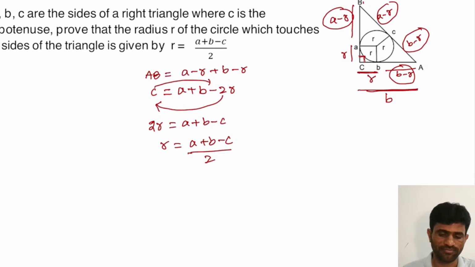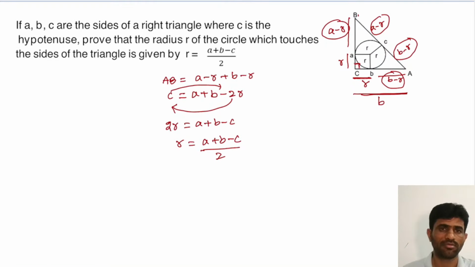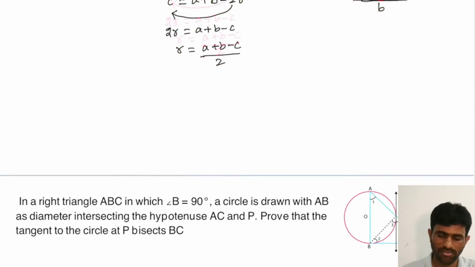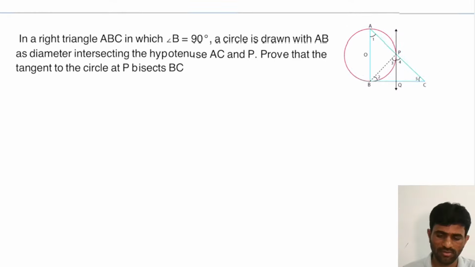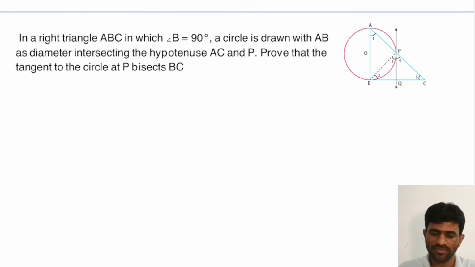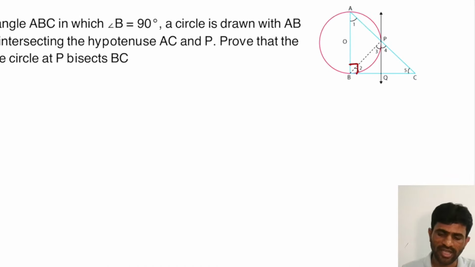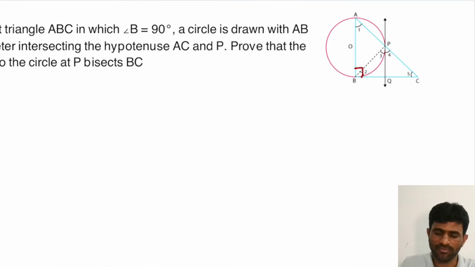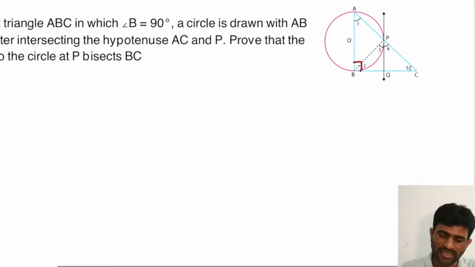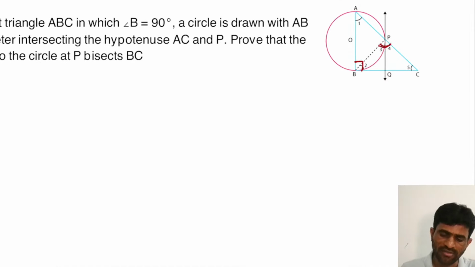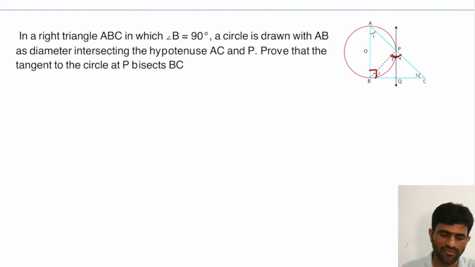Now next question. In this question, we have to prove that the line through P bisects BC. They have given this angle 90 degrees here. This angle is given 90 degrees. And this line PQ is a tangent at P. And it is also the bisector of angle P here, this angle. So angle 3 is equal to angle 4.